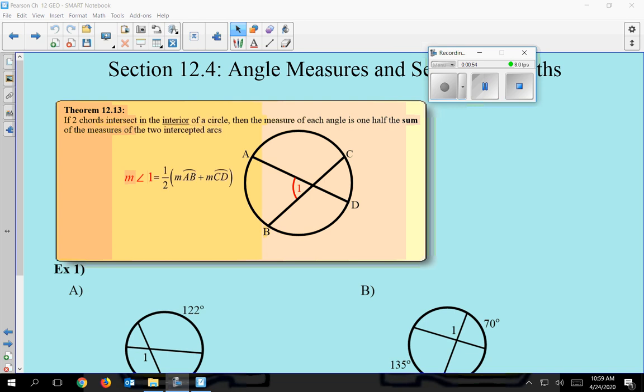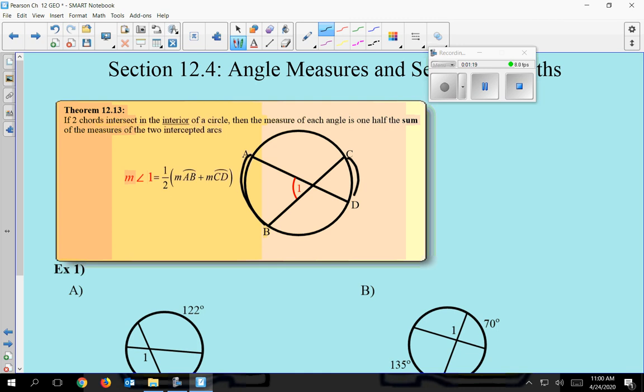Okay. In this first theorem, 12.13, we're talking about two chords that are inside of a circle and they intersect. So they create an angle. They created angle 1. Okay. And I want to find that angle, when that angle intersects the circle and is actually creating an arc A to B and arc C to D.